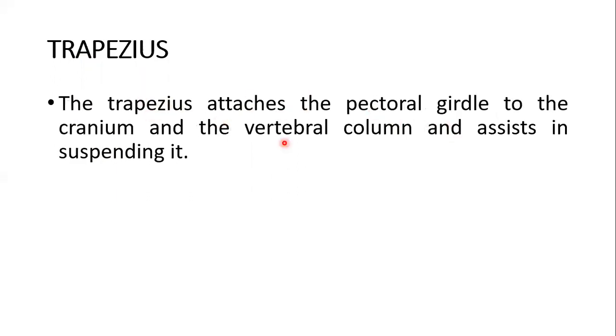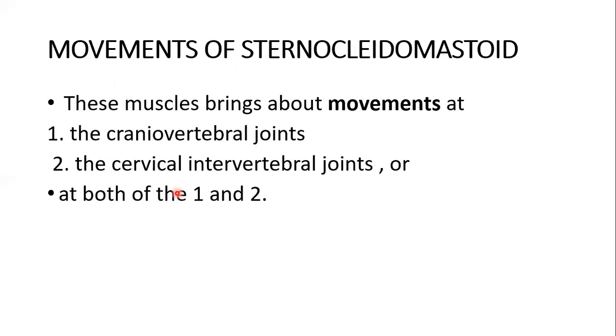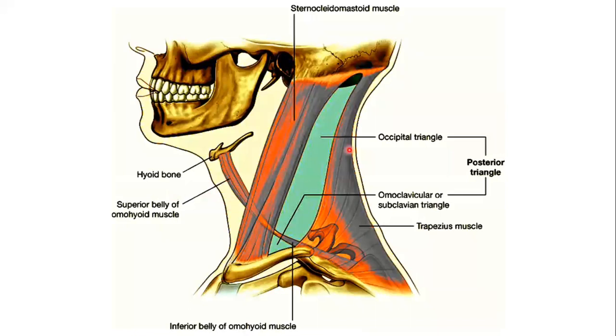So it attaches the pectoral girdle to the cranium and the vertebral column and assists in suspending it. You see the muscle here, and coming back to the picture, this is the trapezius. Its inferior attachments are not shown here, but you could see that it is attached to the lateral part of the clavicle inferiorly, and this is the acromion. This is the lower attachment of these fibers: acromion, clavicle, and the spine of the scapula, and going upwards again to the superior nuchal line and the external occipital protuberance.